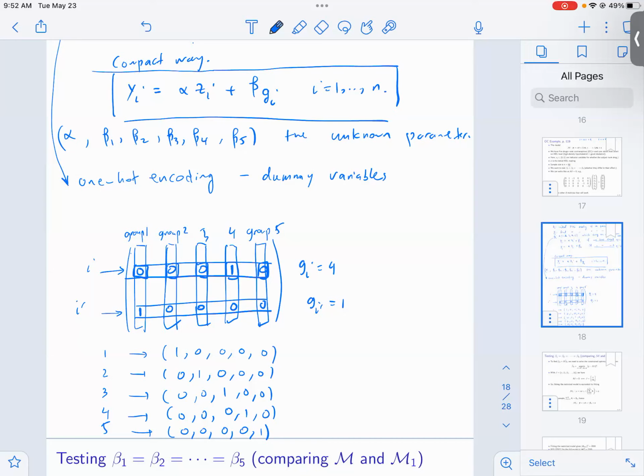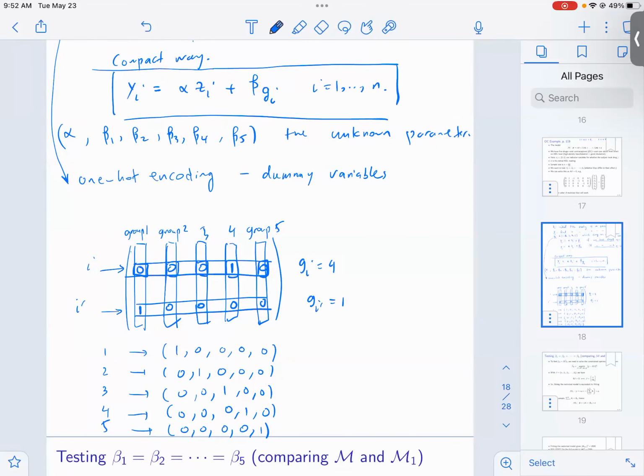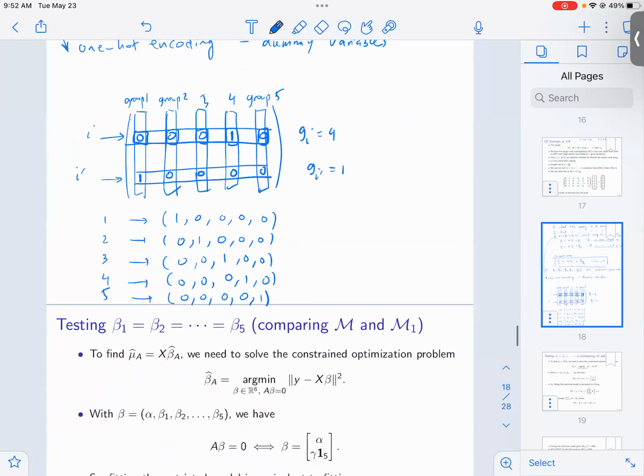So I have this encoding, so map these to that. Once I encode every one of these variables like this, I can put them in a matrix as rows of a matrix. I get a design matrix. Maybe the first guy is in group 1, the second guy is in group 2, the third guy group 2, group 2, group 3, group 1, group 4, group 5, and then group 4. The rest is 0.